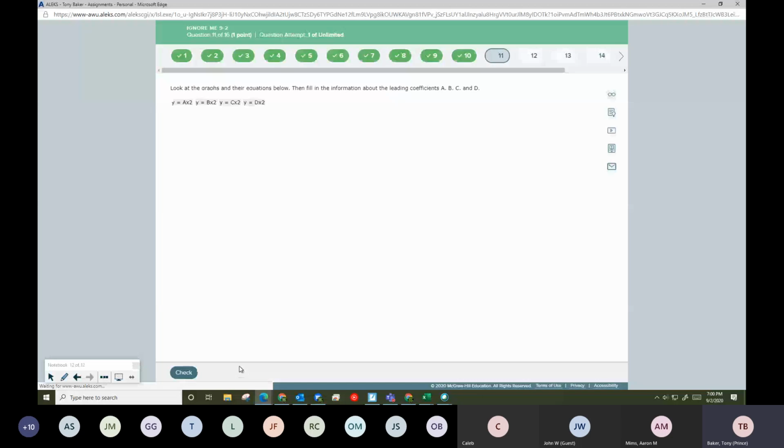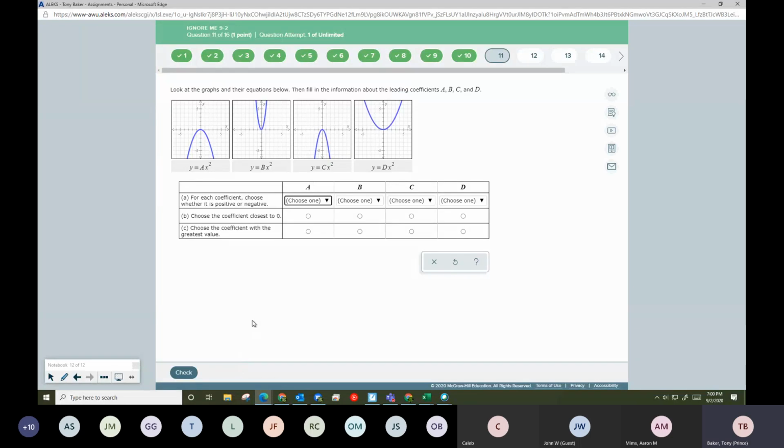We're going to look at the exact same thing now with parabolas, because it's exactly the same concept between absolute value and parabolas. So down is negative, up is positive. So down, up, down. Closest to 0, that's the widest graph. So the widest one out. So in this case, it's D is my widest graph. The greatest value would be the skinniest positive one. So in this case, it's B.